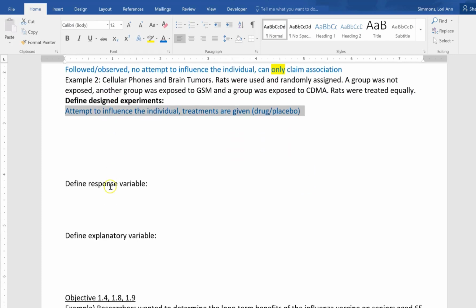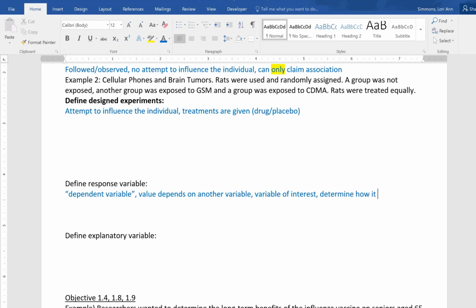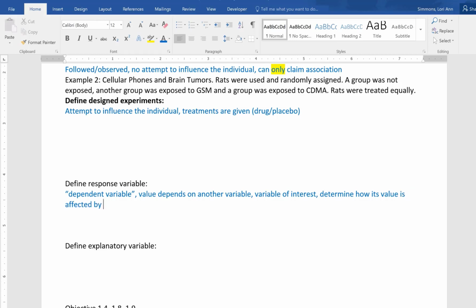Next, we will go on to what a response variable is. It is the dependent variable, so that means it depends. The value depends on another variable. It is the variable of interest. And you determine how its value is affected by the explanatory variable.